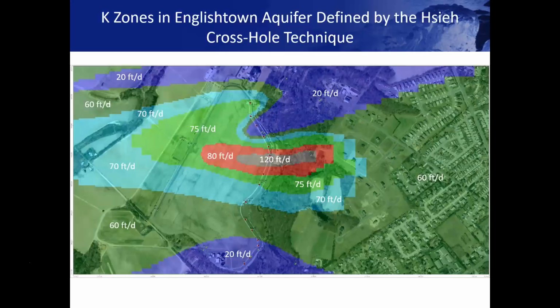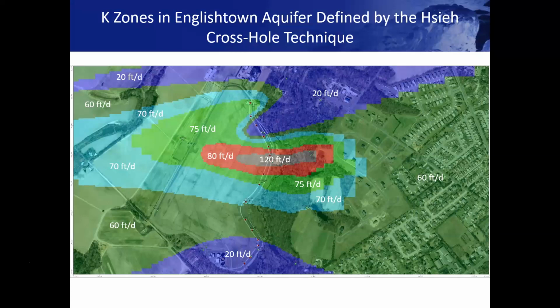The other thing I wanted to at least mention here is that this method also works in porous media. So it's not confined to fractured rock. This was a site where we used the same Hsieh cross-hole testing in the Englishtown aquifer. And we had lots of monitoring wells, so we could see how fast drawdowns spread out in all different directions. And we were able to basically map the hydraulic conductivity within the aquifer with a pretty high degree of accuracy because we had so many monitoring wells.